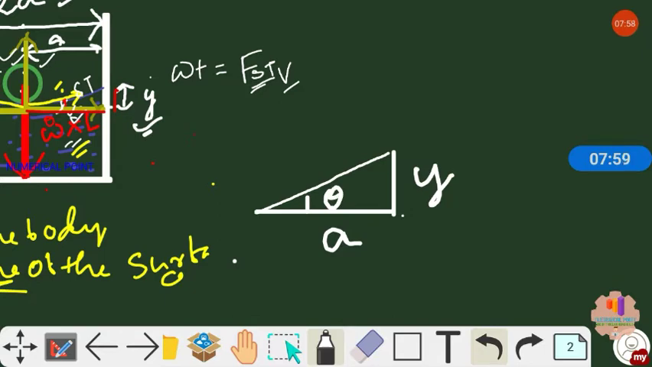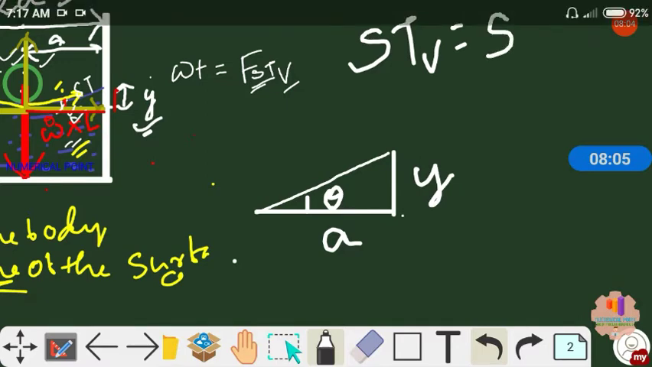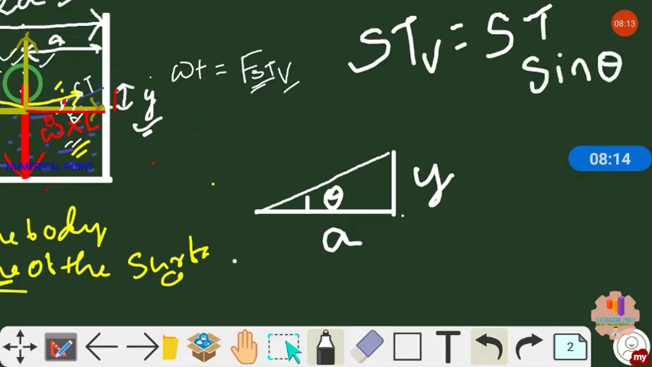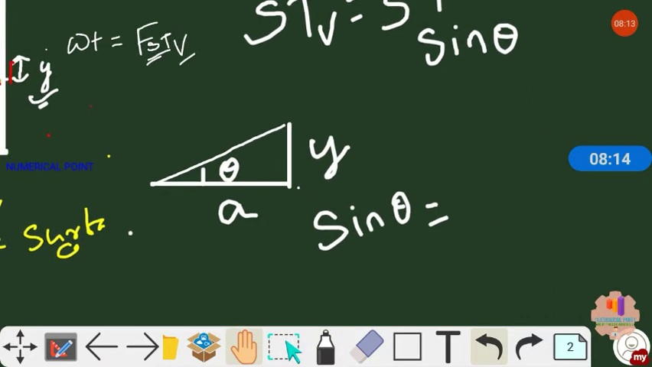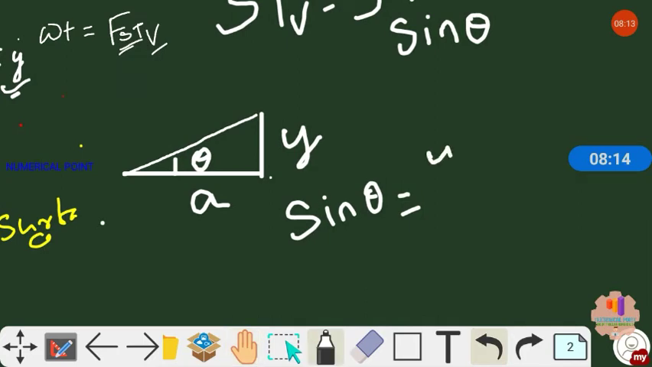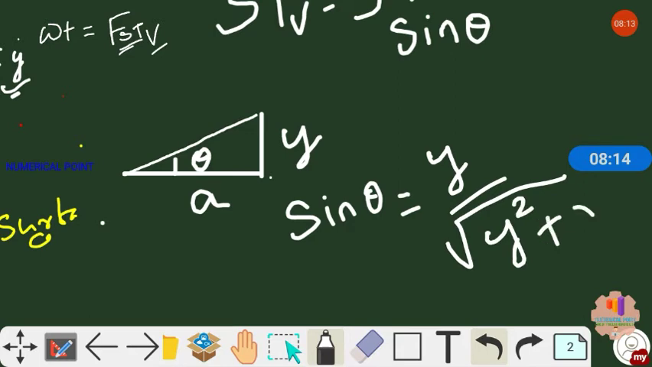So we need the vertical component. The vertical component of surface tension force, let's suppose STV, will be ST sin theta, because this is theta, so this force component will be ST sin theta. So we need to find the value of sin theta from here. Sin theta will be P by H. So P is y, so y by H, where H is the square root of y squared plus a squared.